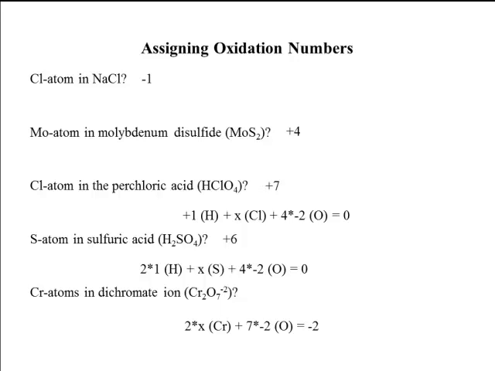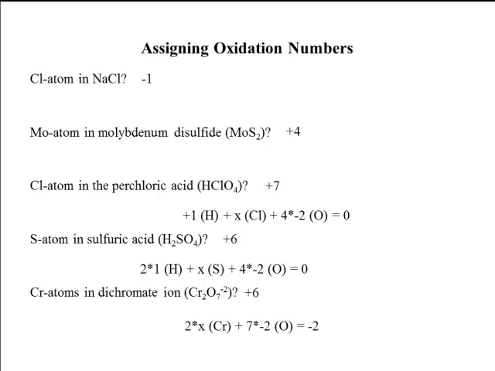When I solve for X, X ends up being a plus 6. So each chromium atom has an oxidation number of plus 6. There happens to be 2 of them, but each individual one has a plus 6 oxidation number. Doesn't mean each one has a plus 3 times 2 equals a plus 6. That's not correct. Each individual one has a plus 6 oxidation number. And when we assign these oxidation numbers, we want to assign the oxidation number for the individual atom, not the total number of atoms that are there.